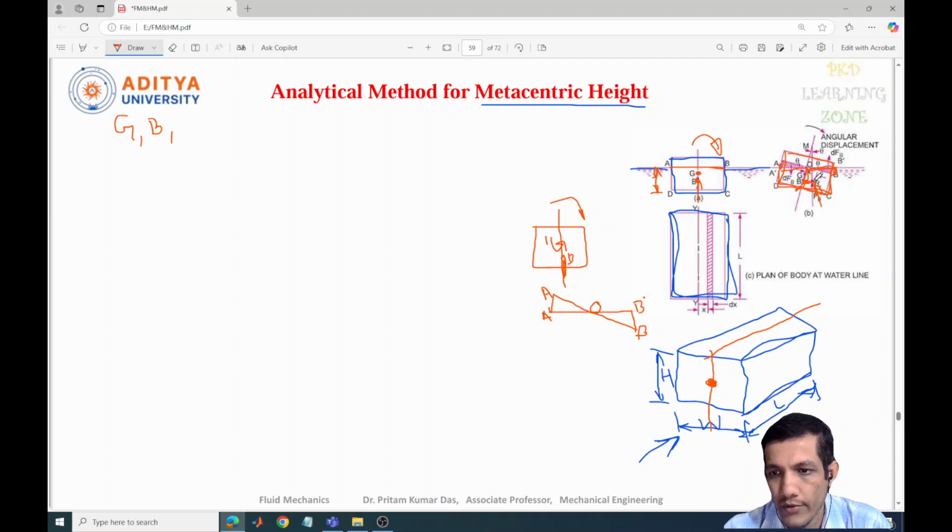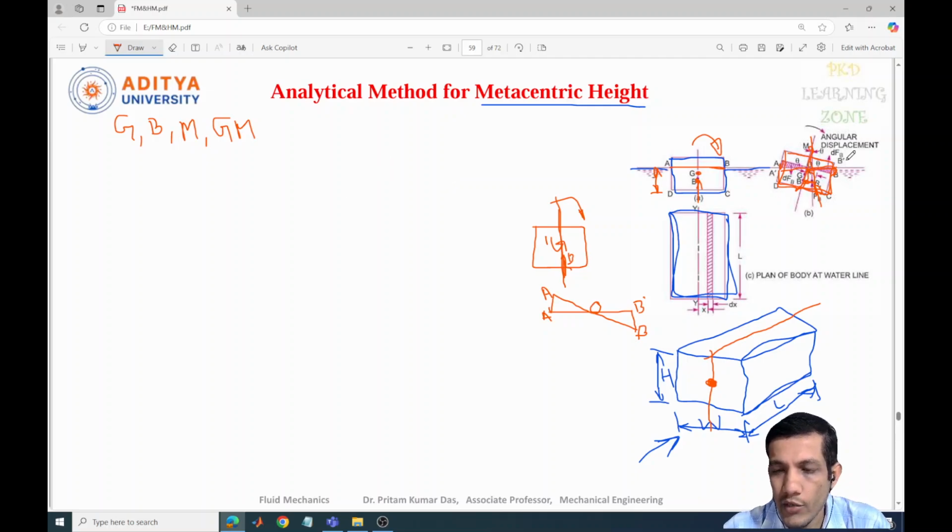Now the force of buoyancy, this line of action, if you extend this line vertically upward, is going to meet the axis line of the body. That meeting point is called the metacenter, or M point. These things we have already discussed in the previous lecture. The distance from this M point to the center of gravity point is known as metacentric height, denoted by GM. I hope you understand. So now we'll go for the derivation for this.